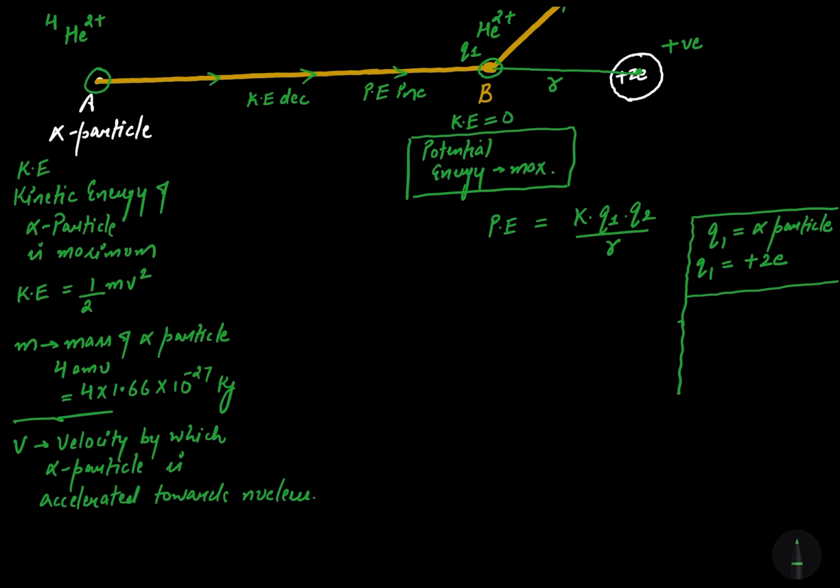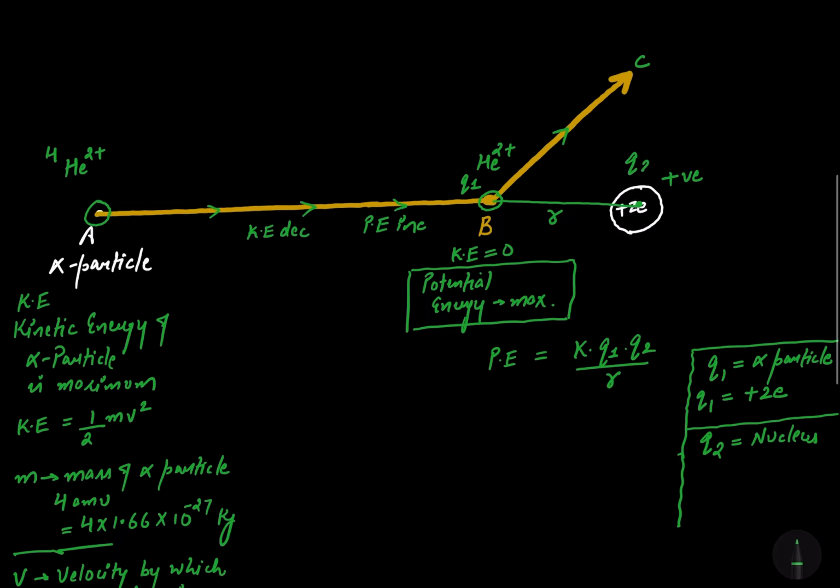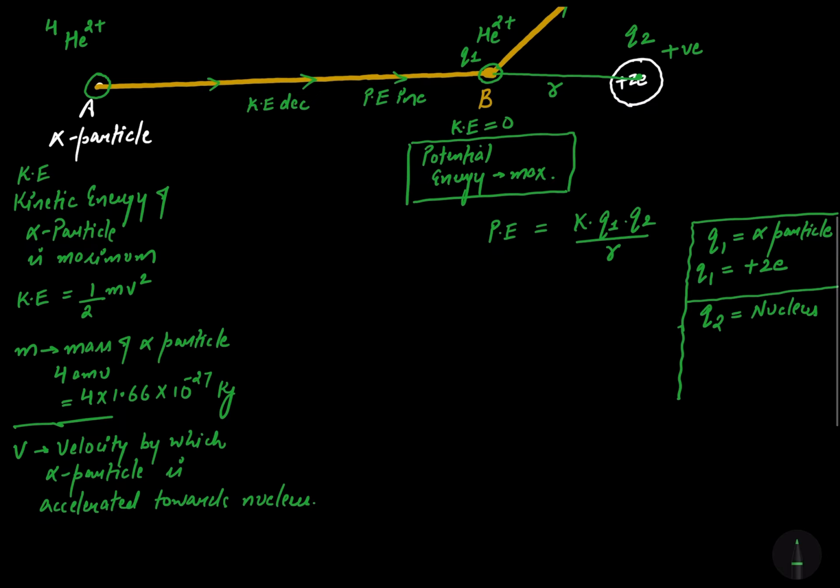It's nucleus, Q2. Now, what's the charge on nucleus? How many protons are there? That is the atomic number, Z. And what's the charge on one proton? It's plus e. So Q2 comes out to be plus Ze.